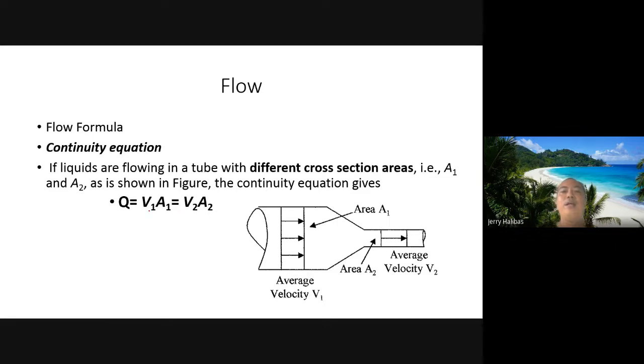Velocity 1 times area 1 is equal to velocity 2 times area 2. Okay?